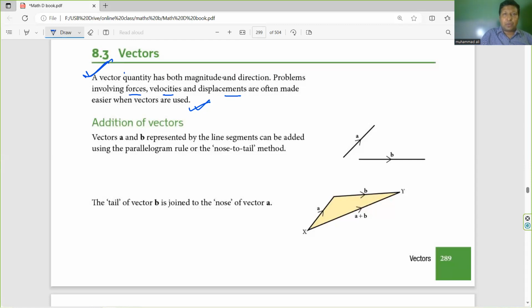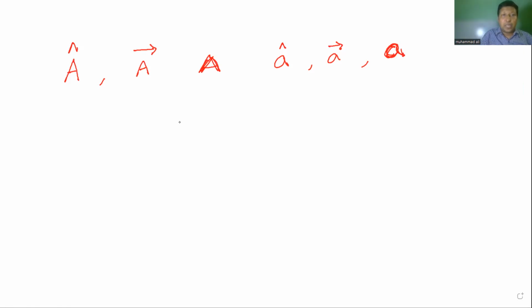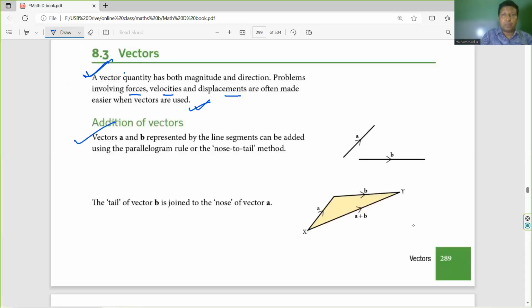We represent a vector in this form, like the symbol A with a cap on top, or A in bold letter, or a small letter with a cap or arrow on top. If it is a bold letter, that means it represents a vector. Okay, in vectors the most important part is addition of two vectors.